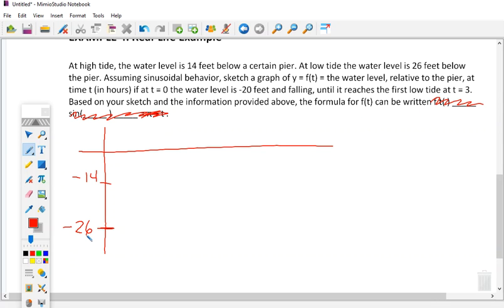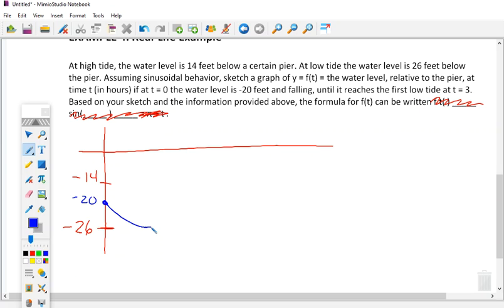It says at time t in hours, if t is equal to what? Time t is 0. The water level is where? Negative 20 feet. And doing what? Falling. Okay, so negative 20 would start right about here. All agree? And it's falling. And now when it gets to the lowest low, it starts to do what? Starts to rise, I imagine.